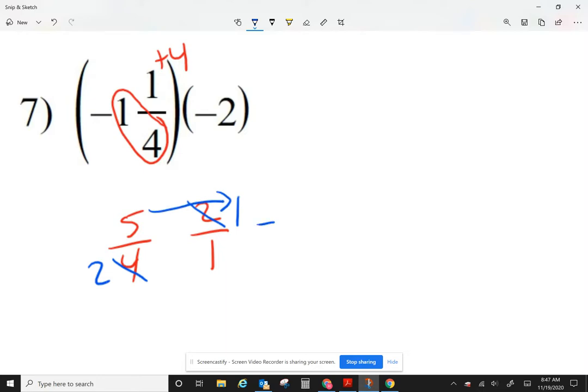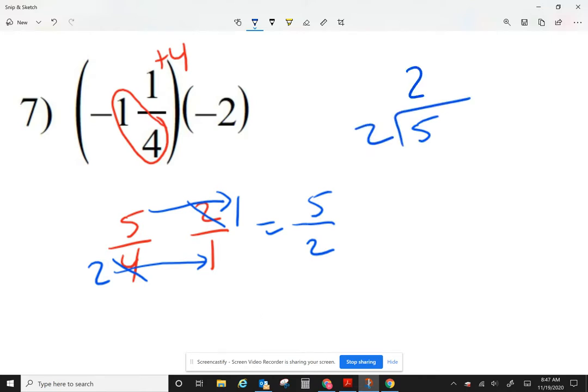5 times 1 gives me 5. At the bottom, 2 times 1 gives me 2. So I have 5 over 2. Now, our thing is that our number on the top should be smaller. So in this case, let me go 5 divided by 2. 2 goes into 5 2 times. 2 times 2 is 4. 5 minus 4 is 1. Now this 1 and this 2, I'm going to make it into a fraction, 1/2. So my answer is 2 and 1/2.